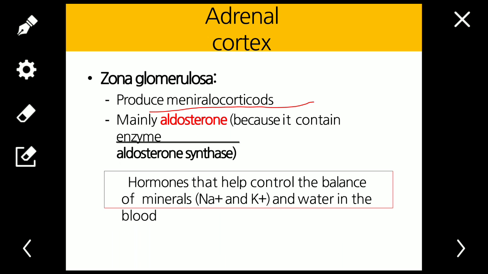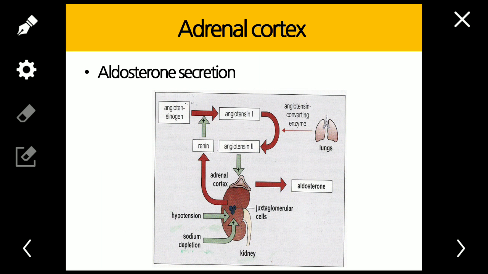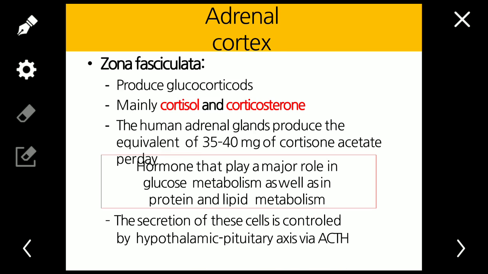Glomerulosa produces mineralocorticoids, mainly aldosterone, because it contains the enzyme aldosterone synthase. These are hormones that help control the balance of minerals, that is sodium, potassium and water in the blood. This aldosterone secretion is mainly related to angiotensin 1 and angiotensin 2. When angiotensin converting enzyme from the lungs converts 1 to 2, then in the adrenal cortex aldosterone is released.